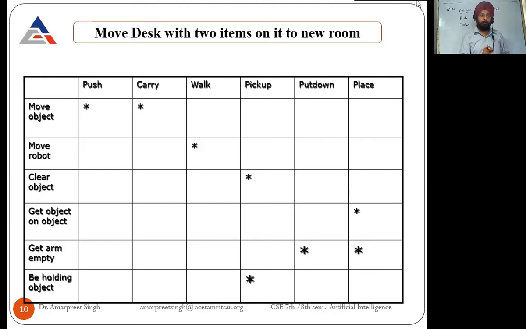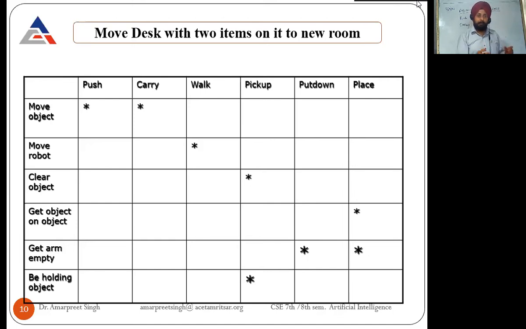You can either go for push or go for carry, for moving the robot, because the robot has to push. For moving the robot, the operator is walk. For clearing an object from the desk, the operator is pick up. Get object on object: if you picked up one object, again you have to place it on something. So get object on object means the place operator has to be applied.